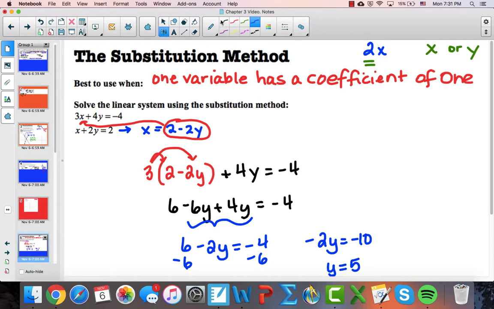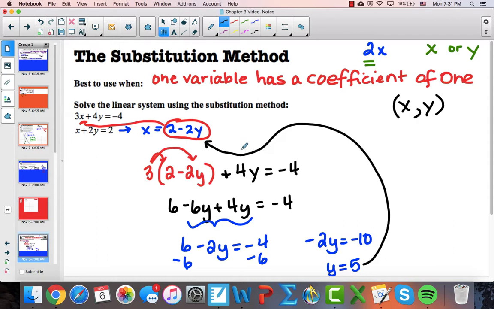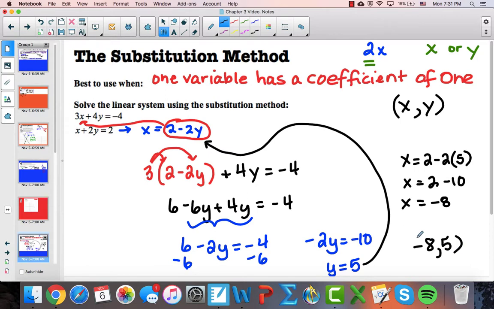Okay, but remember, we're looking for a point of intersection of the 2 lines. I only have a y. I'm going to need an x and y. I need a coordinate point. So I take the 5, I do substitution again into this expression. So x equals 2 minus 2 times 5. So it equals 2 minus 10, which equals negative 8. So my solution would be negative 8, comma 5.